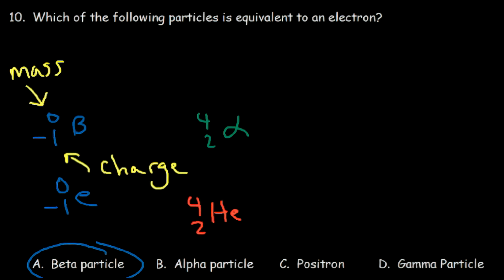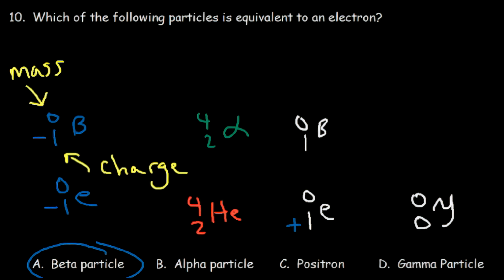A positron is the antiparticle of an electron, so you can write it as 0, 1, e. So it has a positive 1 charge, but it still has a mass of virtually 0, just like an electron. So it's different from a proton. You can also write it as 0, 1 with a beta symbol. A gamma particle is basically a very energetic light particle. So it has a mass of 0 and a charge of 0, and it has the gamma symbol.